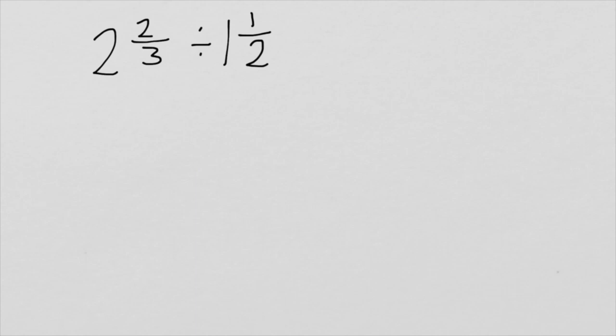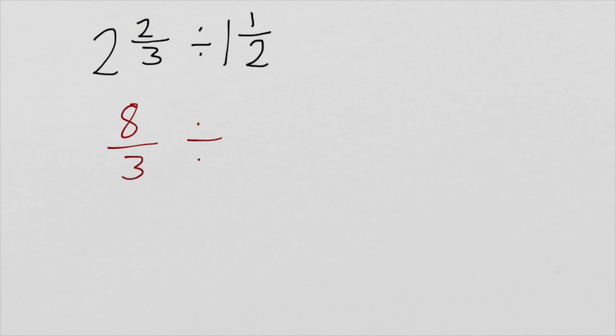Right then, let's have a look at two mixed numbers that are divided by each other. So the first thing you have to do is to convert both of these into top-heavy fractions. The way we do that is we take the first denominator and we multiply it by the big number. So 2 times 3 equals 6. And then we add on the numerator, 2, which is 8. So that is the same as 8 over 3.